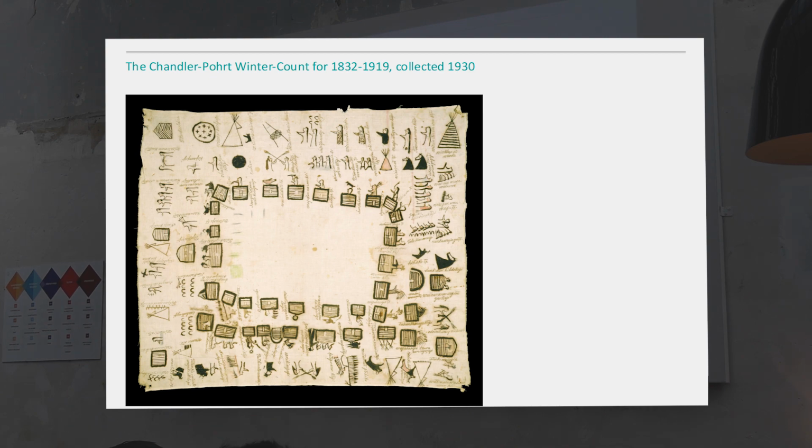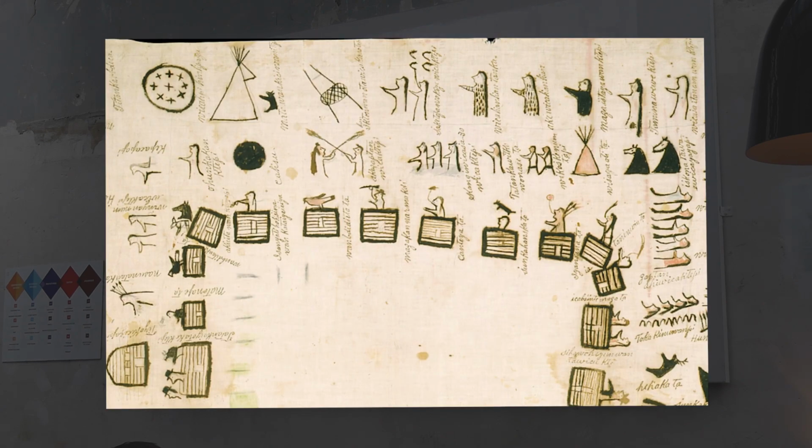There's phonetic transcriptions of the Dakota language here that's been added to pictograms. This gives you some idea of how a literate person would read this. Each of those pictograms represents a word or a phrase, which represents the significant event of that particular year. Some of these go back into the early 1700s.